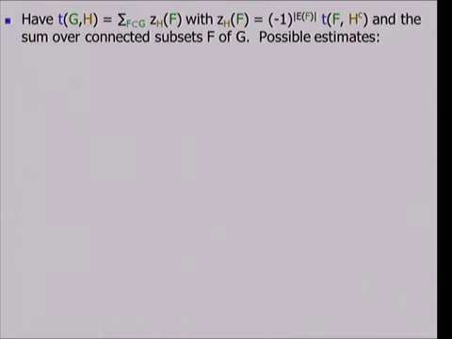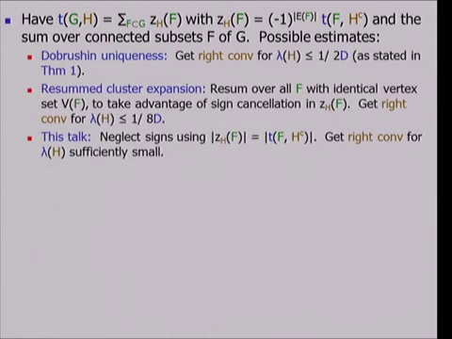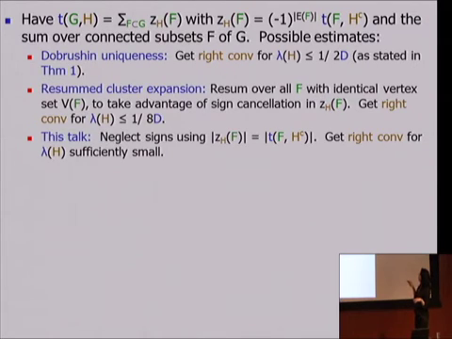Okay, so we've got this. So how would I try to estimate this? Well, I can think of 3 ways to try to estimate it. Coming from statistical physics, Dobrushin uniqueness usually gives me the best estimates. It's usually also the hardest to do. And if I did that, I would get right convergence up to 1 over 2D as stated in the theorem.